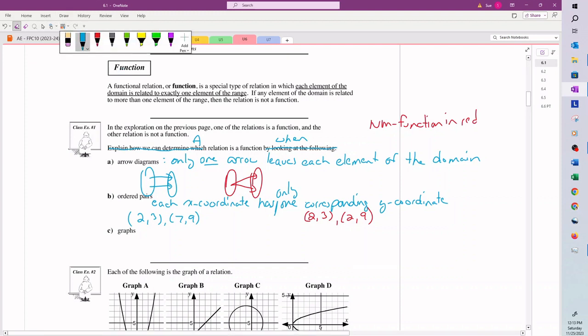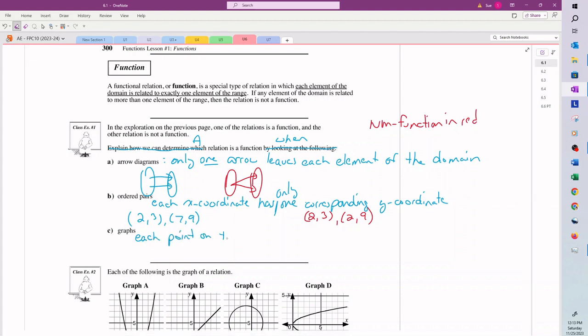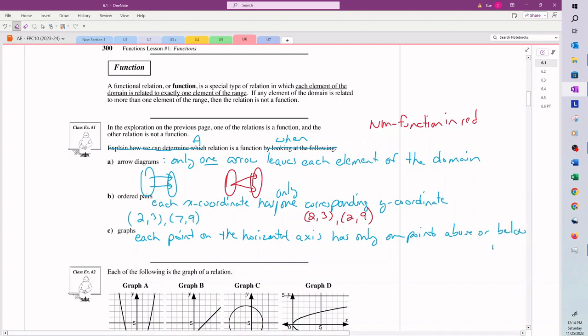When we look at a graph, each point on the horizontal axis has only one point above or below it. Oops, ran out of space. Above or below it. So a function has all these points like that.